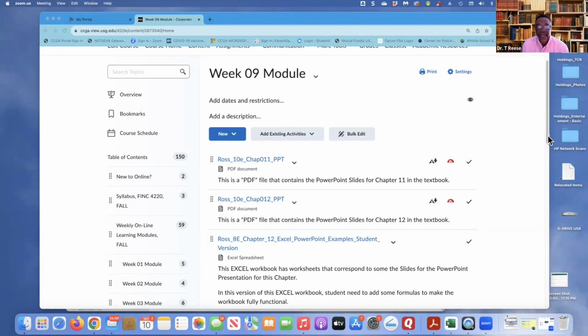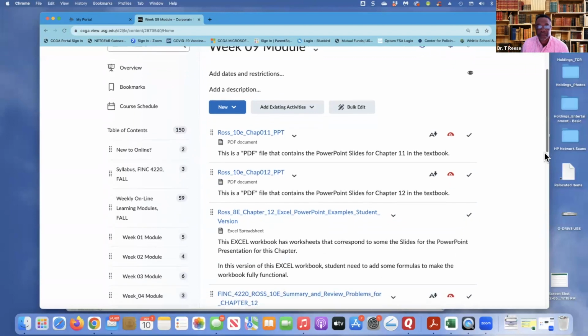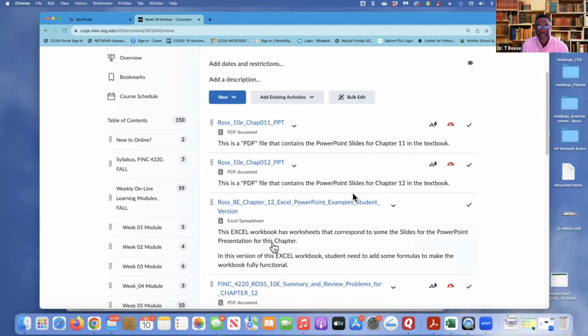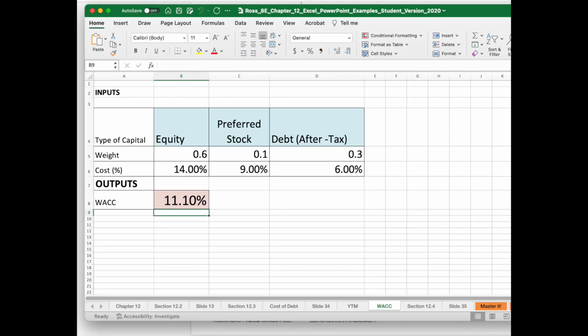Please note that I have an Excel workbook here. I made an Excel workbook. This Excel workbook has worksheets that pair with the slides for chapter 12, and it'll help you sort of walk through the material that's presented in chapter 12.